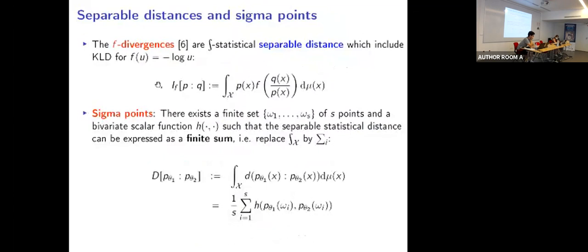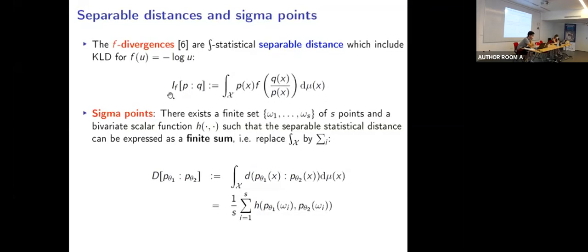The KLD is one instance of a more general class of distortion measures called F divergences. If you take a convex generator F of u, you can define the F divergence between P and Q by this formula. And if you take minus log of u here, you will find the KLD formula. The important point is that the KLD and F divergences are separable divergences, in the sense that you can express them as an integral of some scalar divergence quantity.